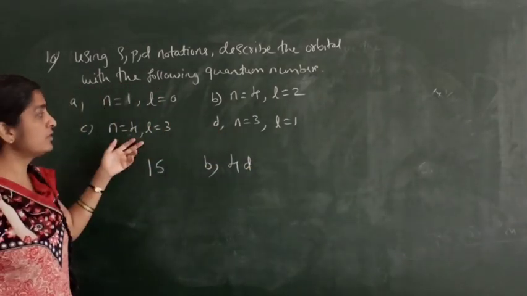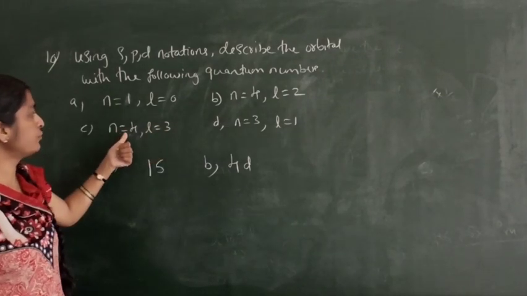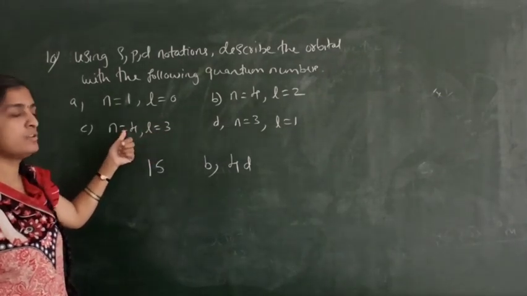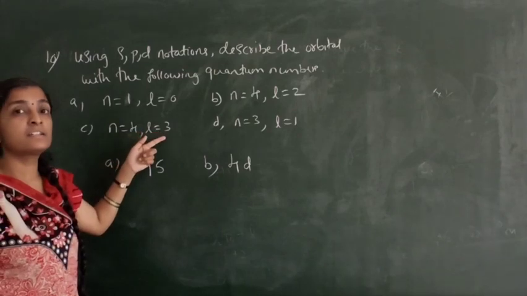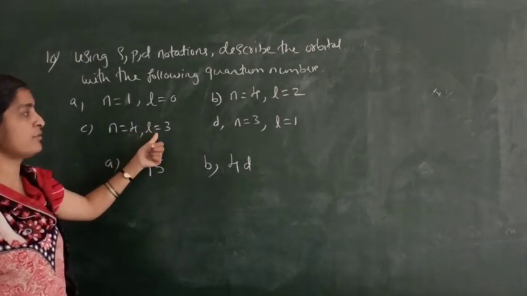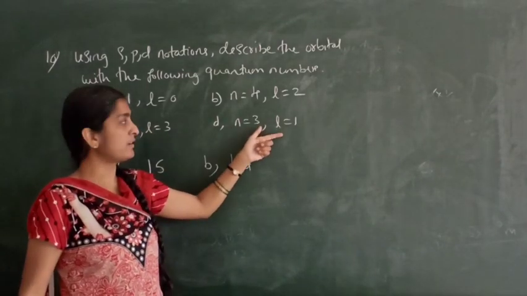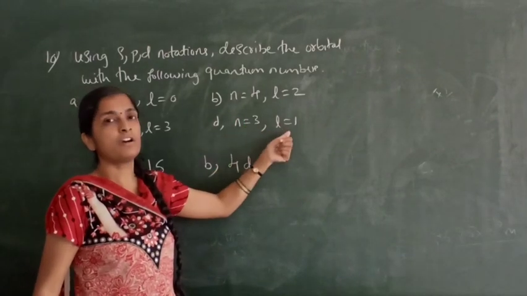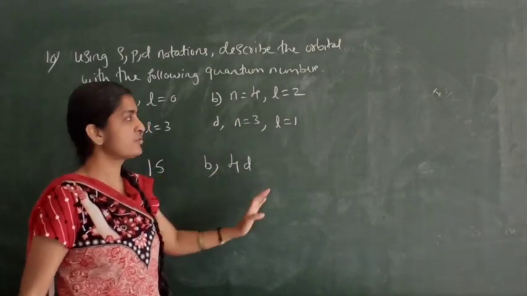Similarly, you can do the remaining two. N is equal to 4, L is equal to 3. L is 3 means it has to be F subshell. So this is 4F orbital. N is 3, L is 1. It means this is 3p orbital. Okay, so you can easily solve this.